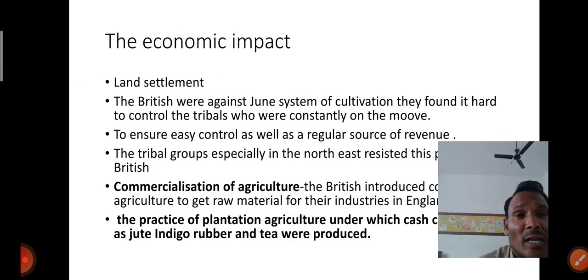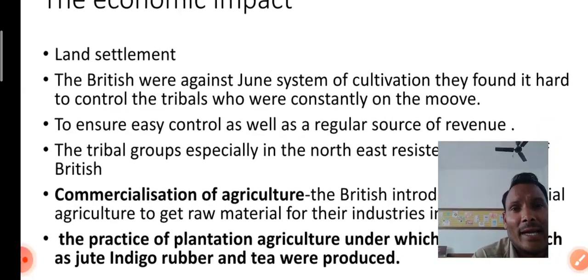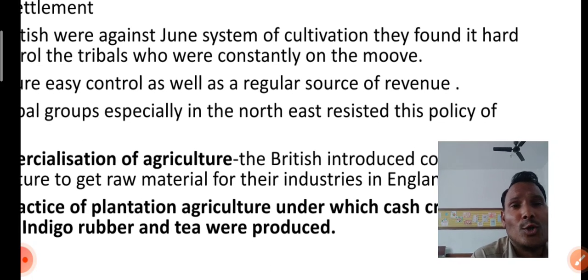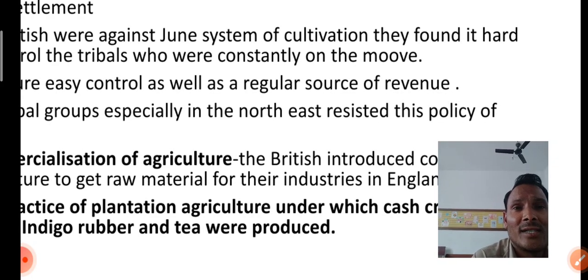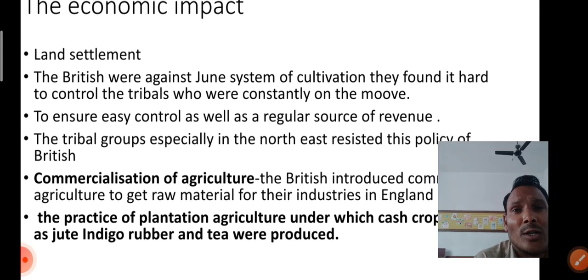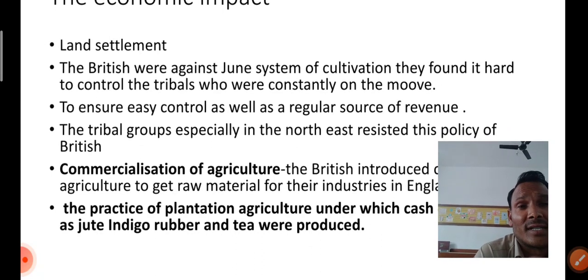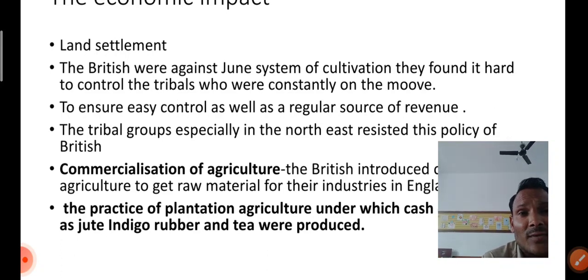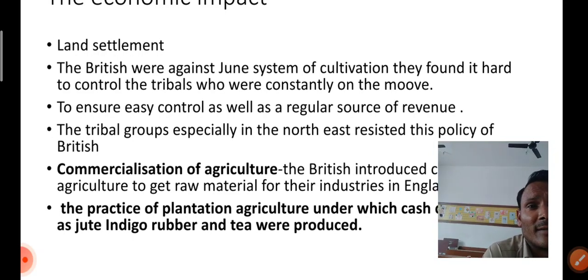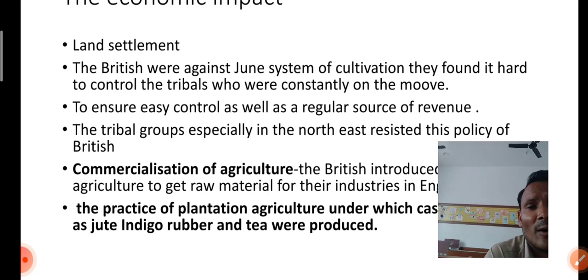Now, some economic impact. The land settlement. The British were against the Jhum system of cultivation. They found it hard to control the tribals who were constantly on the move. To ensure easy control as well as a regular source of revenue, they harassed the tribal people. The tribal groups, especially in the northeast, resisted the policy of the British.